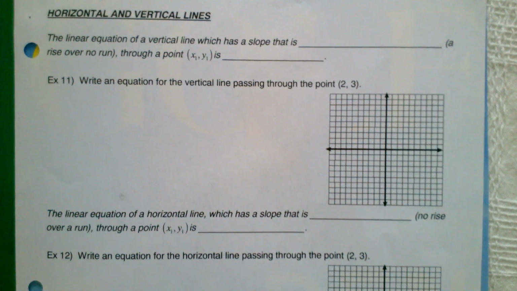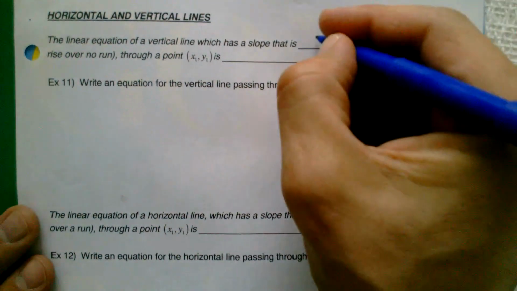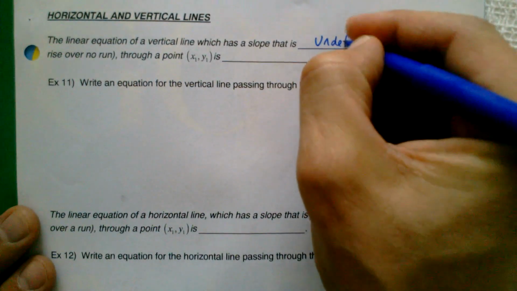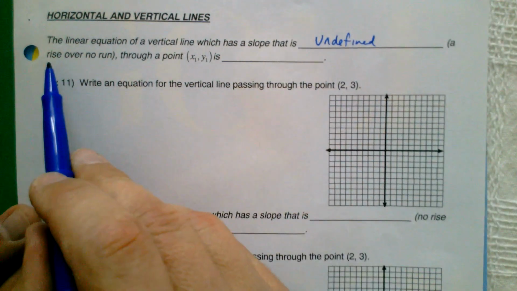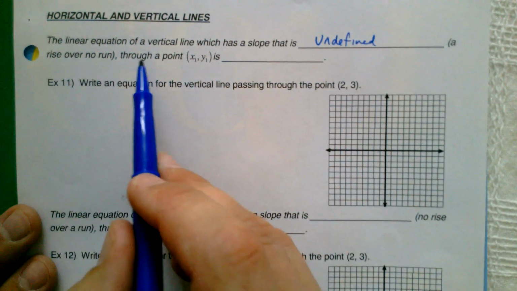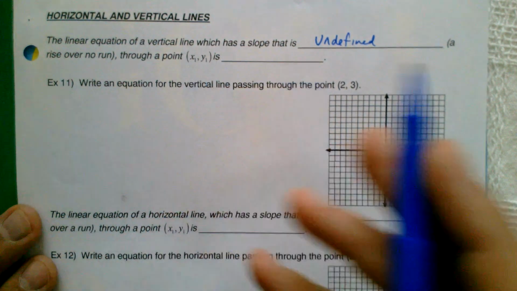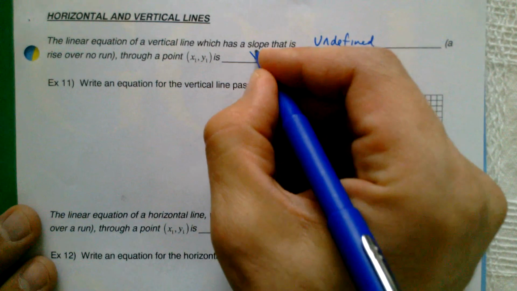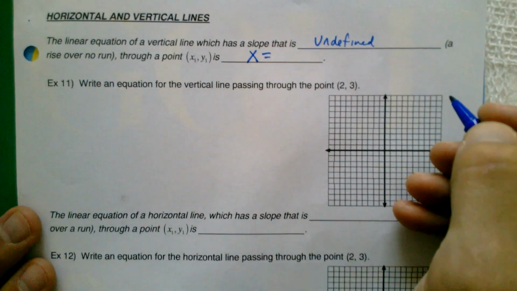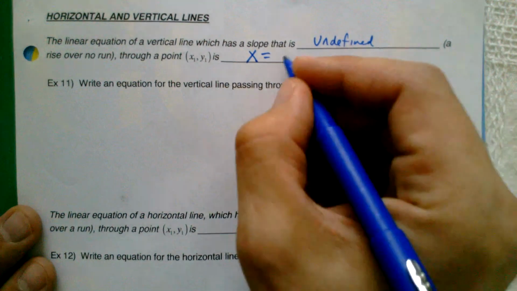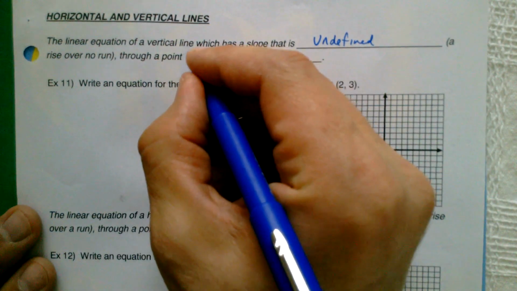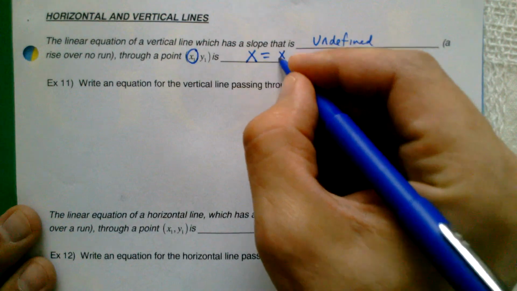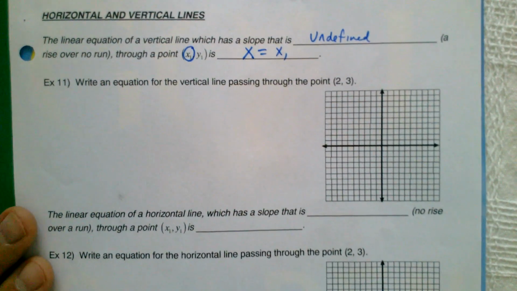All right, ladies and gents, let's finish up this last page. We got horizontal and vertical lines. Okay. It says here a linear equation of a vertical line which has a slope that is undefined, which means it has rise over no run through a point x comma y is going to be an x equals line. Now, what's the x value going to be? What's this number over here? It's whatever the x value is. So I'm going to say x equals x sub 1.